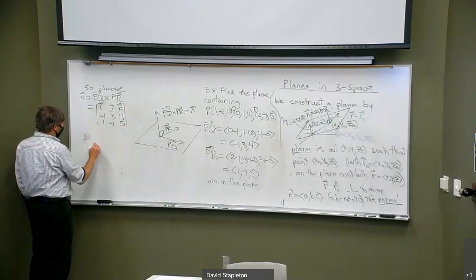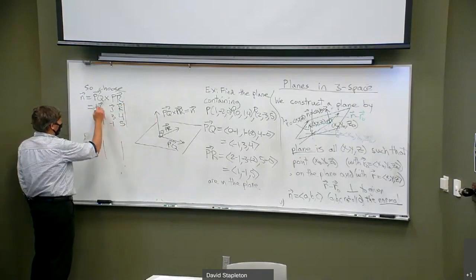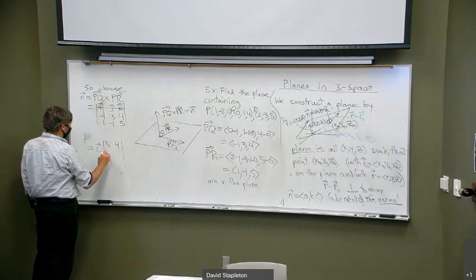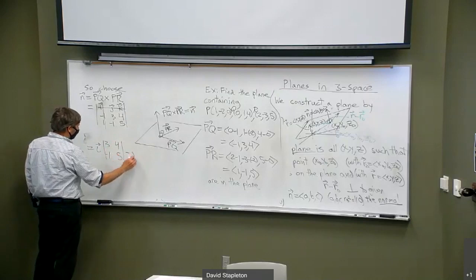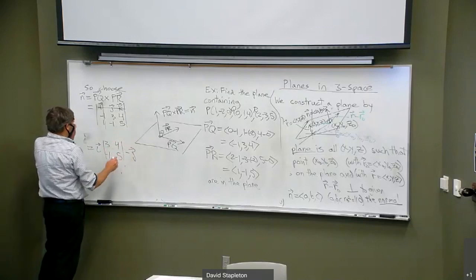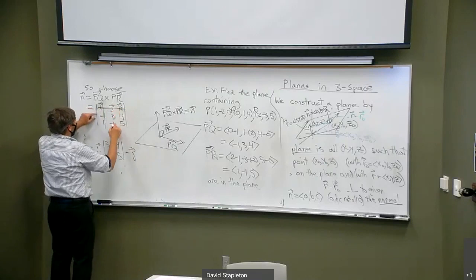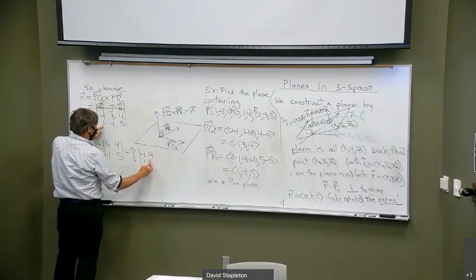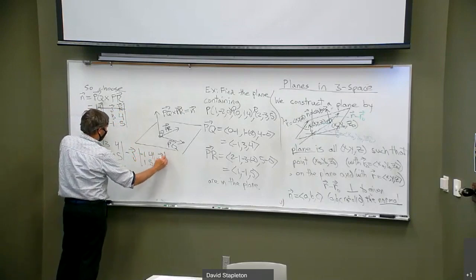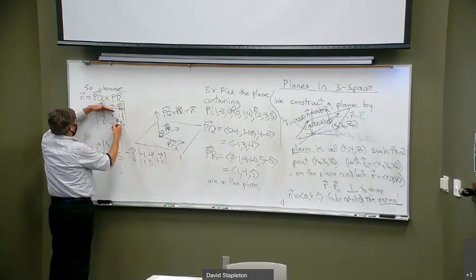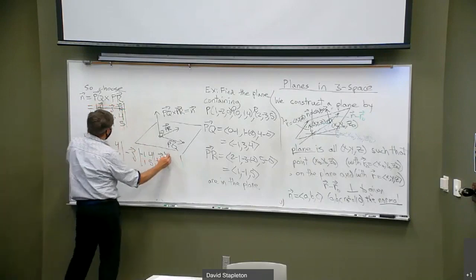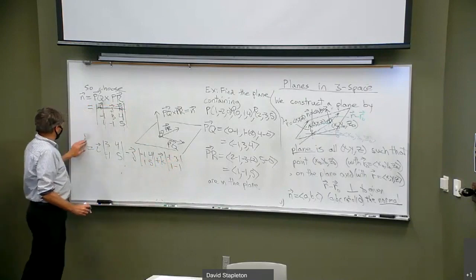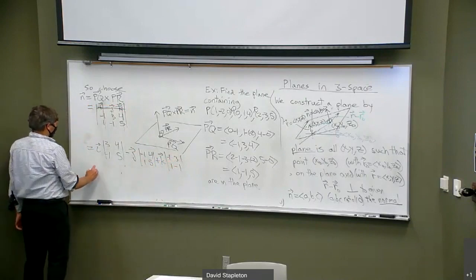We say, this was i times the subdeterminant got by wiping out its row and column: 3, 4, 1, minus 5, minus 1, 5. And then minus j, since the signs go plus, minus, plus, times the determinant got by wiping out its row and column: minus 1, 4, 1, 5. And then plus k times, we wipe out its row and column and get this matrix left: minus 1, 3, 1, minus 1.